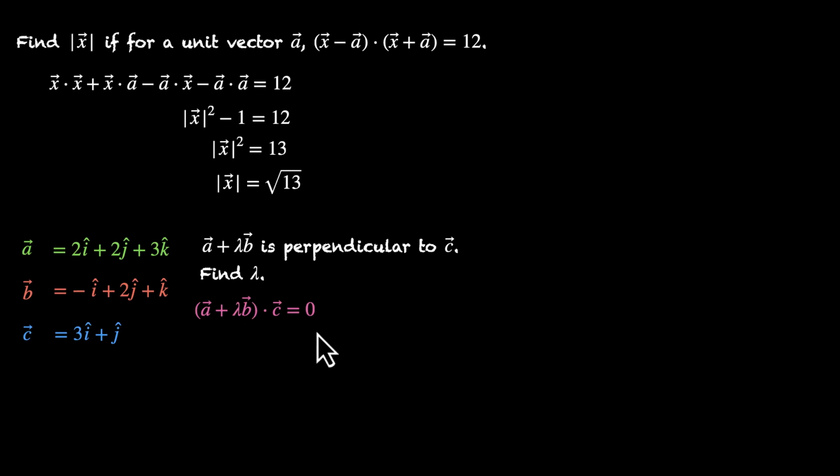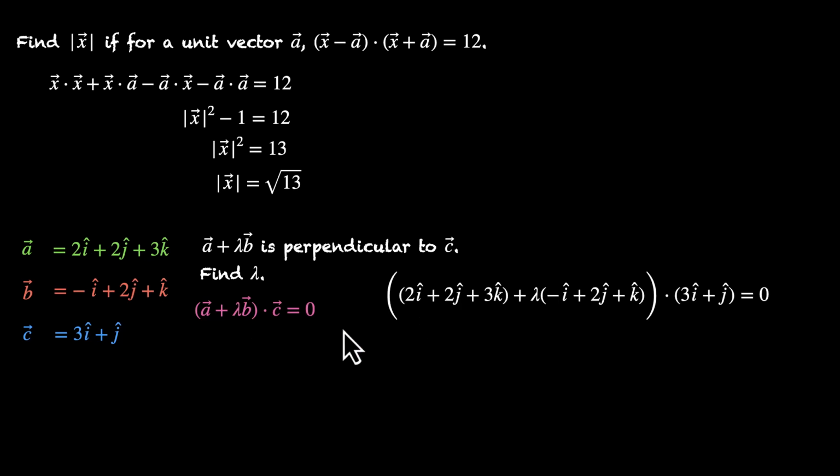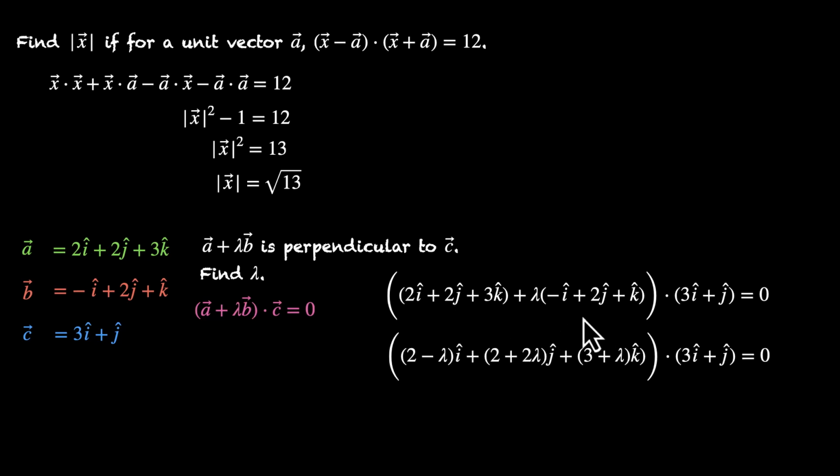Let's do that. So a vector is 2i cap plus 2j cap plus 3k cap plus lambda times b vector, which is minus i cap plus 2j cap plus k cap. All of this dot C vector, that's 3i cap plus j cap, that's equal to 0. Okay, let's simplify what's inside the bracket first. We have (2 minus lambda) i cap plus 2 lambda j cap plus (3 plus lambda) k cap. So that's a plus lambda b dot C vector, that's equal to 0.